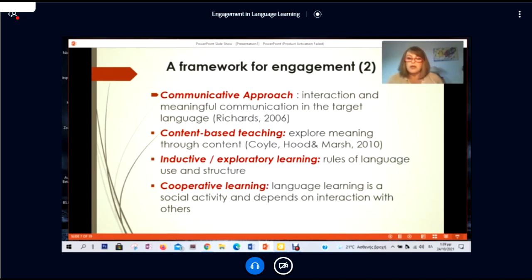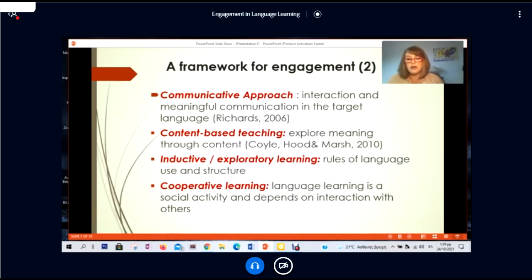In order to achieve effective engagement, our proposed framework encompasses the following practices of student-centered methodology. A communicative approach, proposing that language learning is facilitated by interaction and meaningful communication in the target language, with trial and error and the use of authentic material as significant parts of the learning process. Since emphasis is on meaning, content-based teaching reflects this approach as it seeks to explore meaning through content.